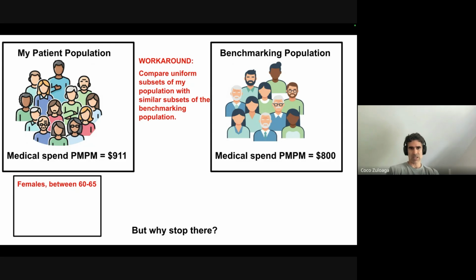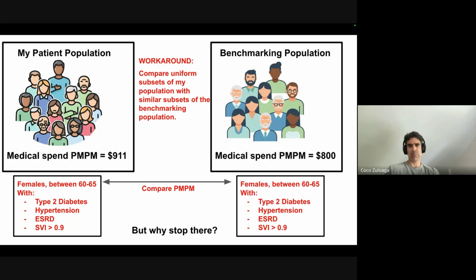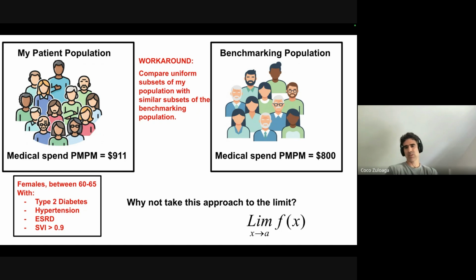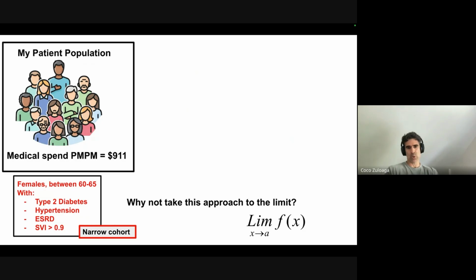So let's say you look at females between 60 and 65 that have type 2 diabetes, that have hypertension, ESRD, a social vulnerability index of greater than 0.9, and you can get to a very uniform cohort, and compare a metric in that cohort for both populations. But you can see where I'm going now, right? If you just say, why not take this approach to the limit? If you're going to more and more narrow cohorts that are more and more uniform, and you take that approach to the limit, you basically arrive at a cohort of one single person.